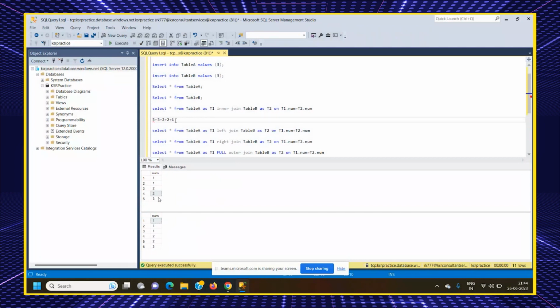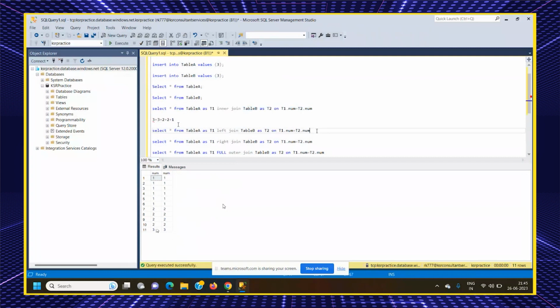So the 3 in table A we assume as a 1 value, and in table B also 3, we assume it as a 1 value. So in case of inner join, it would be 3 plus 3, 6, plus 2, 8, plus 2, 10, plus 1, 11. So in case of inner join, it would have 11 number of records.